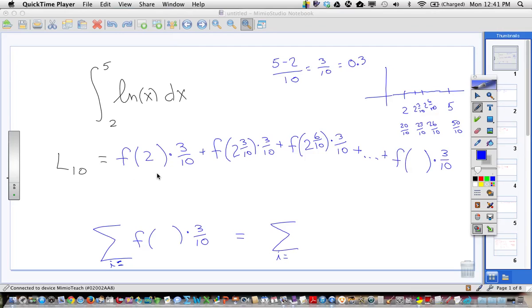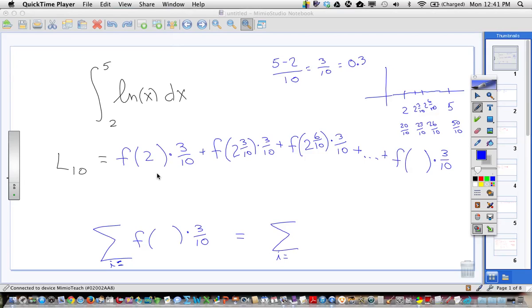If it was right rectangles, we'd start where? 2 and 3/10. This one, right? We'd start one width over from our left edge. So if our left edge is 2, the width is 3/10. So the first right rectangle would be plugged into the function for x at 2 and 3/10. But they're left rectangles, so we start on the left edge at 2. 2 and 3/10. 2 and 6/10.